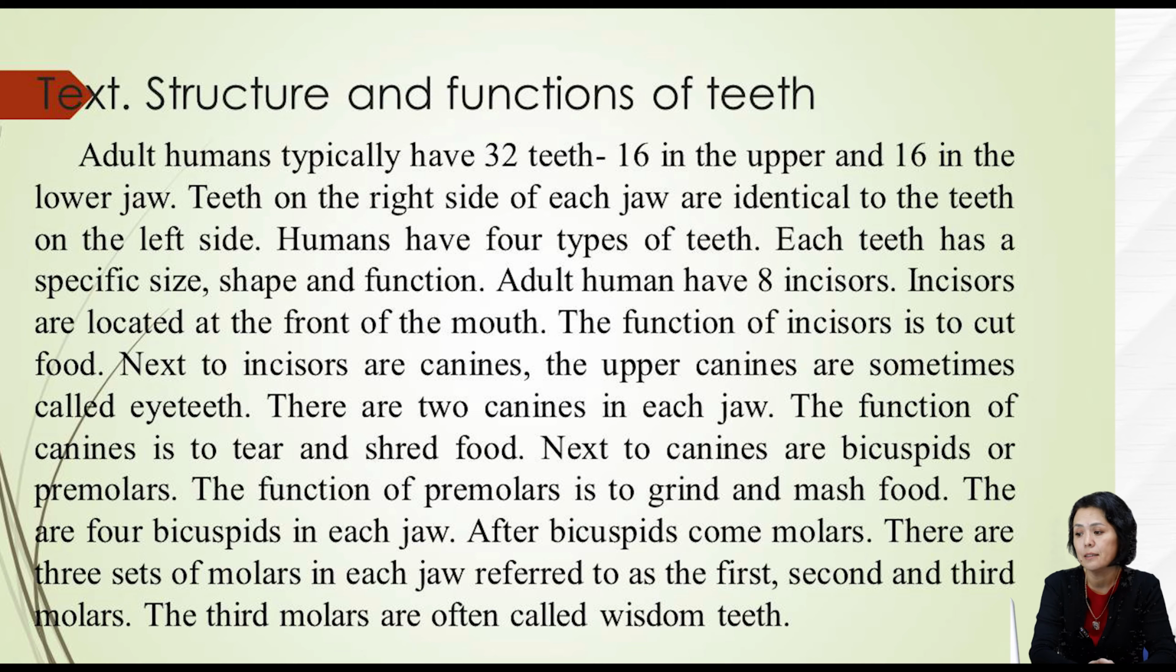Next to canines are bicuspids or premolars. The function of premolars is to grind and mash food. There are 4 bicuspids in each jaw. After bicuspids come molars. There are 3 sets of molars in each jaw, referred to as the first, second, and third molars. The third molars are often called wisdom teeth.